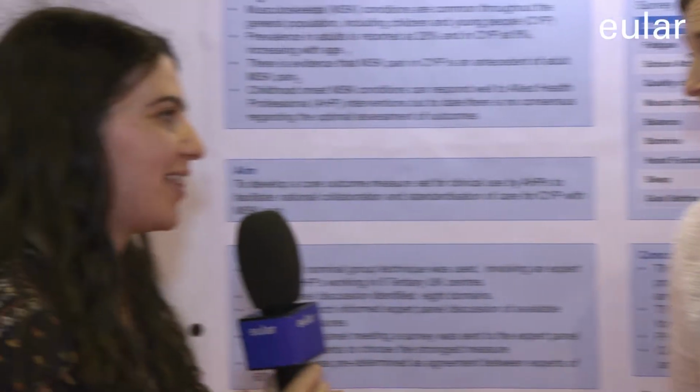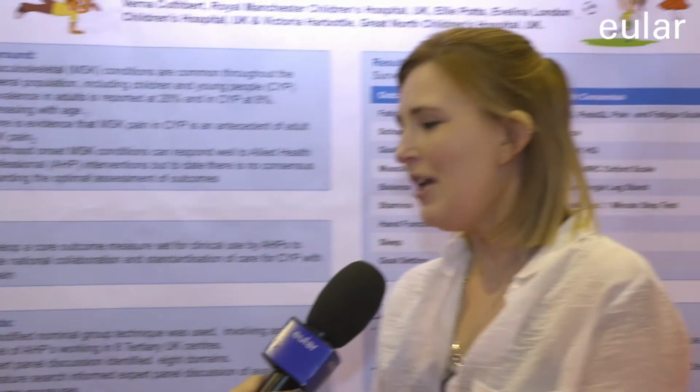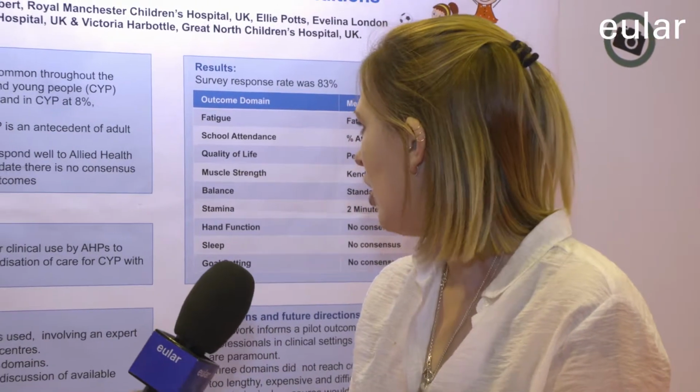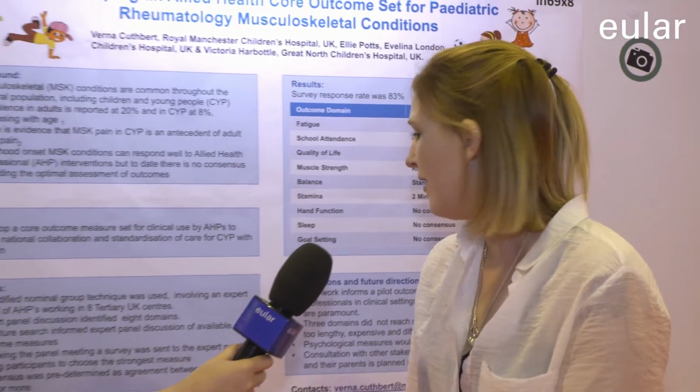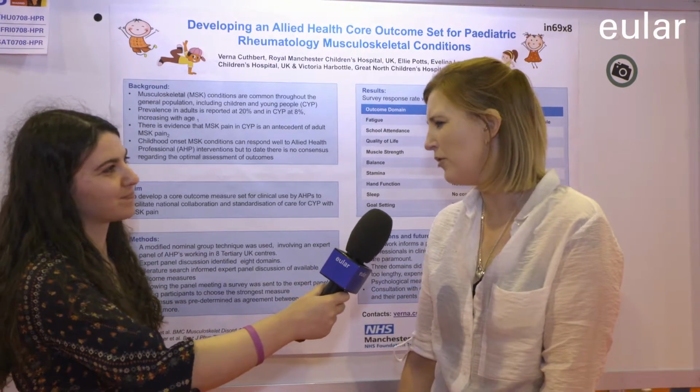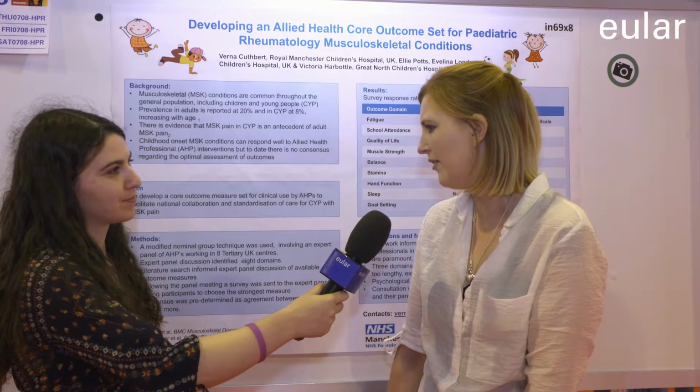That sounds like a very good method. So what did you end up with in your core set? So, unfortunately, we only managed to get consensus for 6 out of the 9. And we managed, as you can see, to get consensus for fatigue, school attendance, quality of life, muscle strength, balance and stamina. The other 3 we still think are very important, but we just couldn't find an outcome measure that we thought was going to be usable clinically for us within this set. So yes, we're very pleased with where we've got so far, but it's still a big ongoing piece of work.